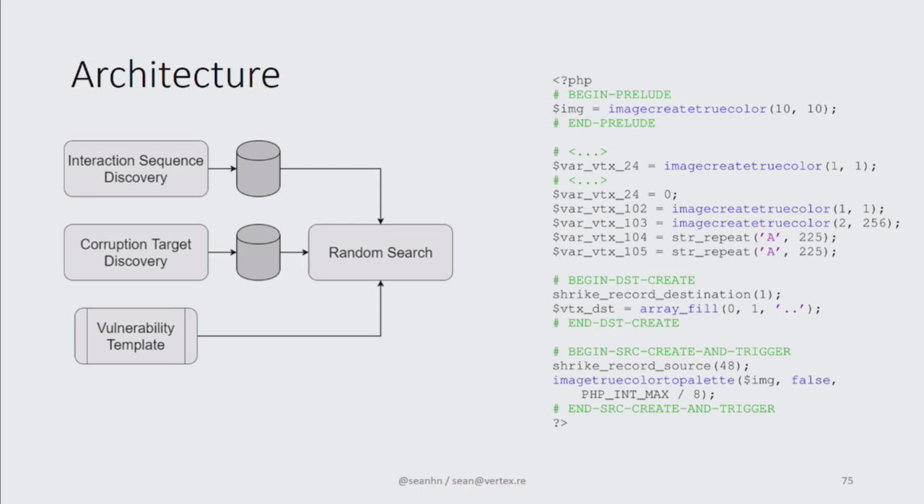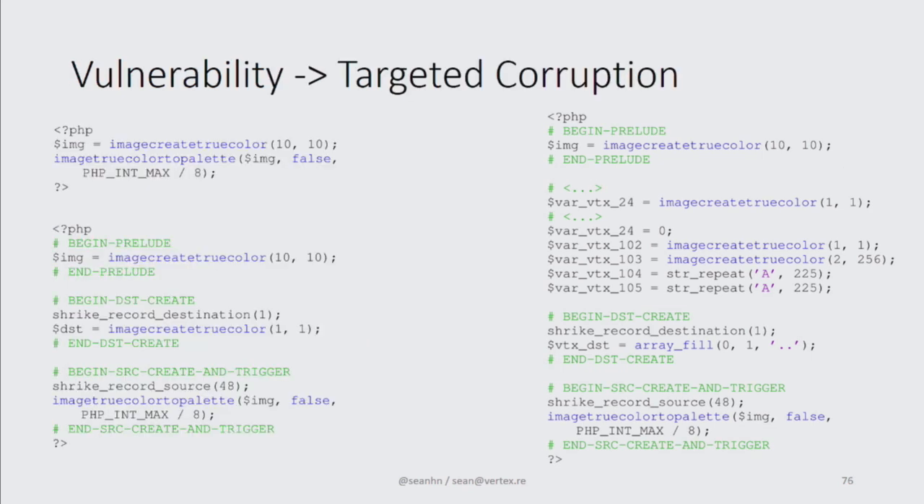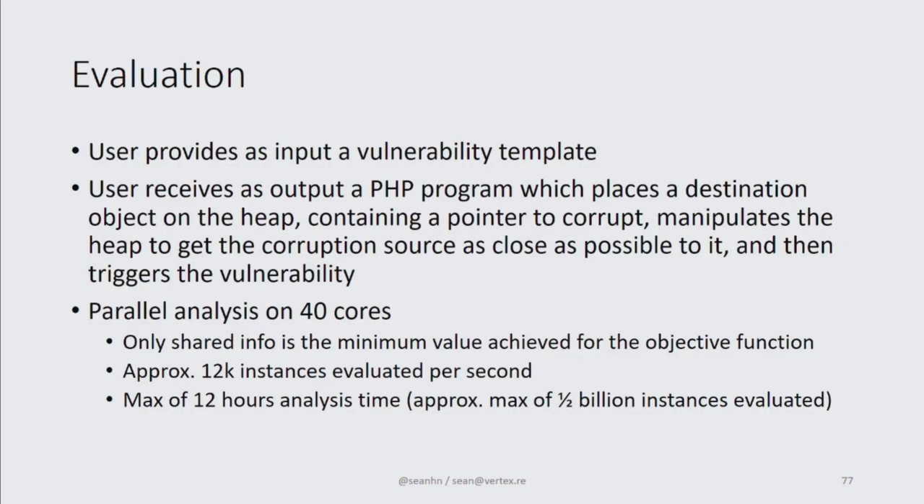So these are the instances that are going to be created during the search, and we're going to randomly create thousands, hundreds of thousands, billions of these until we find one combination of these function calls which places the thing that we want to corrupt next to the thing that we are overflowing out of. Okay, so this is the end-to-end process. We start off with a vulnerability trigger. We can create from that a template, and then the system creates these instances.